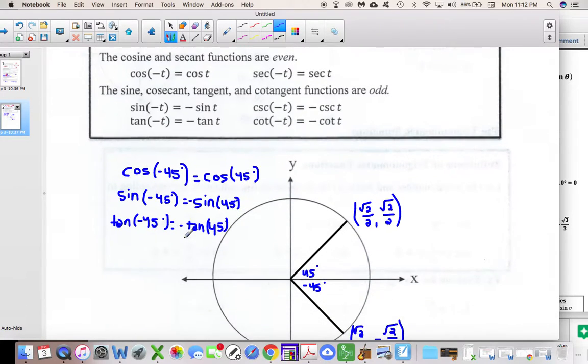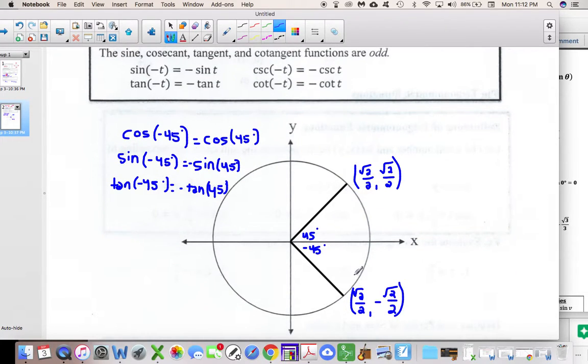Let me show you what's going on here. I took 2 points off of your unit circle. This is 45 degrees and this is negative 45 degrees. It's also 315 degrees if you want to refer to it that way, instead of negative 45 degrees. Find those on your unit circle so you can see them. We have cosine of negative 45 degrees.